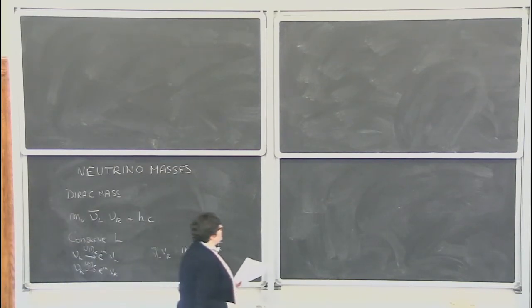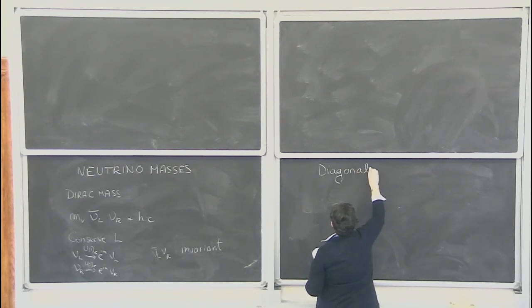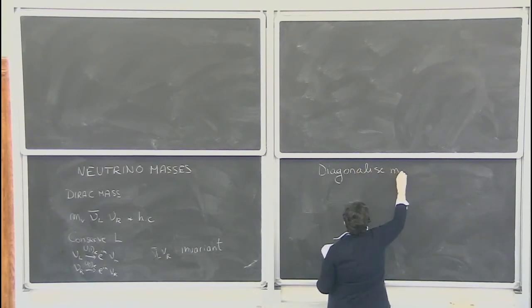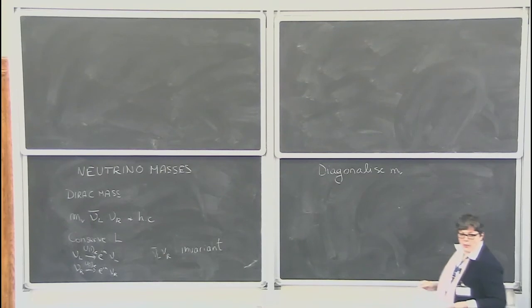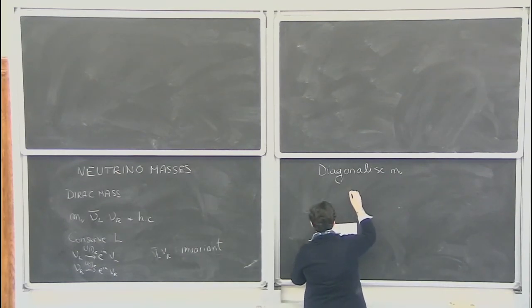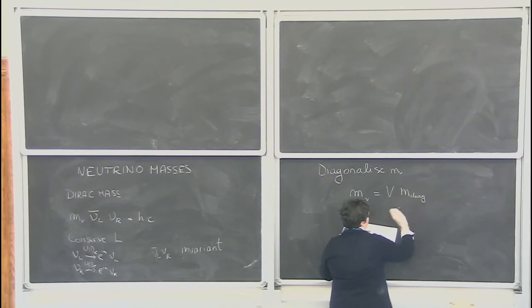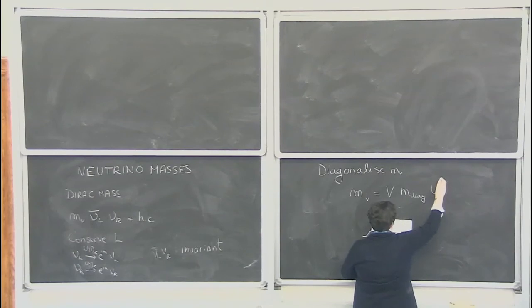Now, generically, this M nu is a matrix. So to find the masses, I need to diagonalize M nu, and the neutrino masses will be the eigenvalues of this matrix. So, to do that, I need to use a biunitary transformation, in which I use two unitary matrices, V and U dagger, and this will be the diagonal matrix that contains the values of the masses.